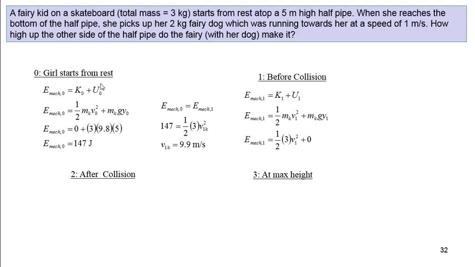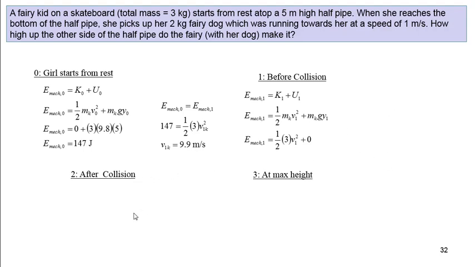Because energy is conserved from this event to this event, I know that this value here has to be equal to 147 joules. So that's what I've done here. And that lets me solve for her velocity, the velocity of the kid right before the collision, because that's event number 1. Okay. And now I'm going to try and figure out how much momentum she has, because that total initial momentum plus the momentum of the dog has to be conserved.